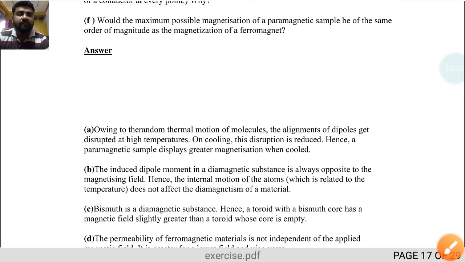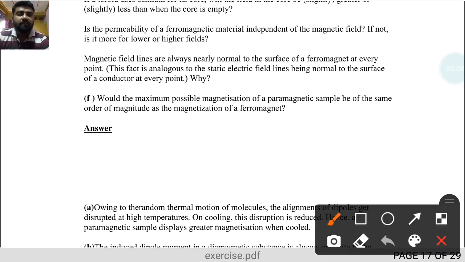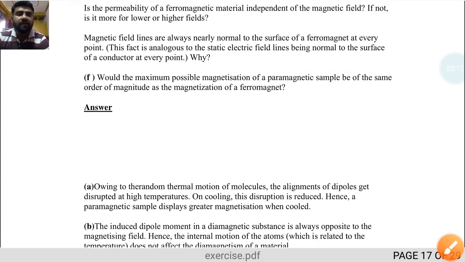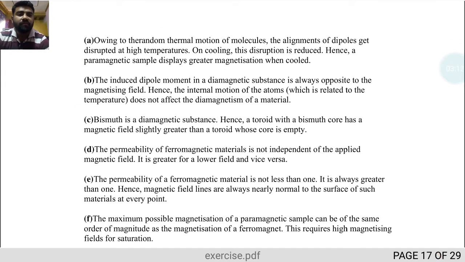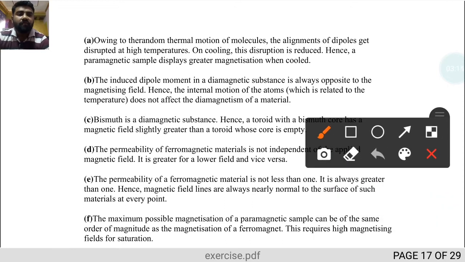And the last one: would the maximum possible magnetization of a paramagnetic sample be of the same order of magnitude as the magnetization of a ferromagnet? So here the answer is that the maximum possible magnetization of a paramagnetic sample can be of the same order of magnitude as the magnetization of a ferromagnet. This requires a high magnetizing field for saturation.